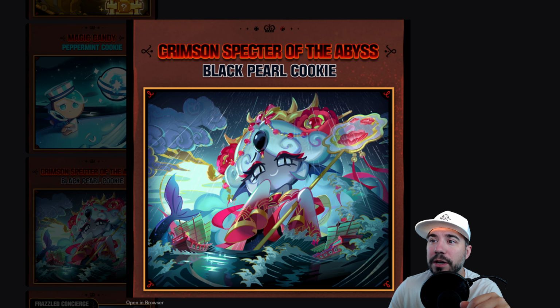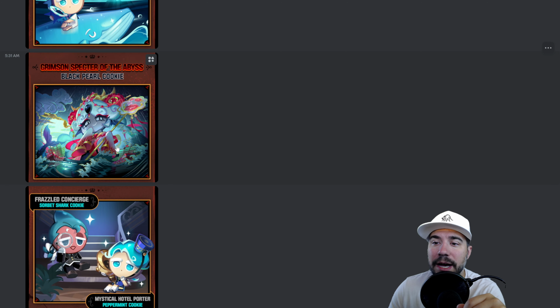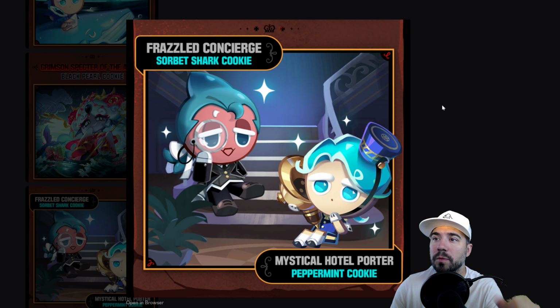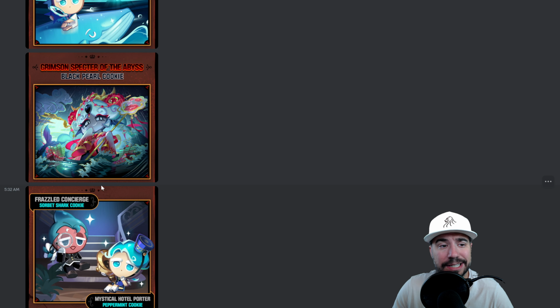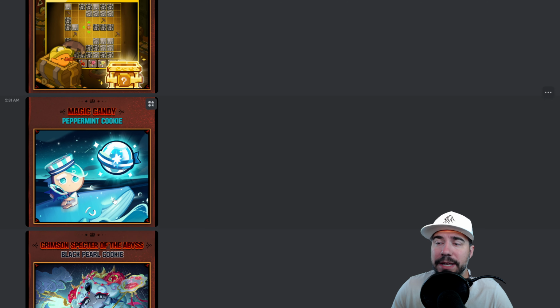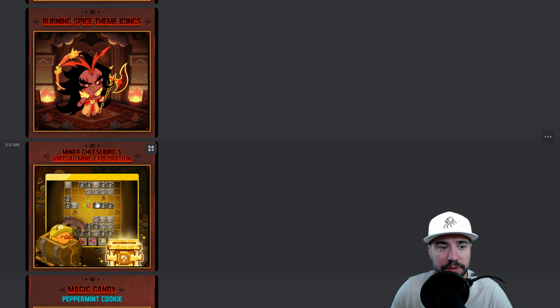Additionally, check this out. We got Crimson Spectre of the Abyss Black Pearl cookie right there, my friends. Look at that. Very, very cool as well. And then additionally here, we're getting Frazzled Concierge Sorbet Shark Cookie, and Mystical Hotel Porter Peppermint Cookie as well. So these are going to be the new costumes coming out here. They did talk about a lot of these things in the live stream, so you can check out our take on it here. And again, a big shout out to the community, particularly in our Discord, for pulling those things together as well.